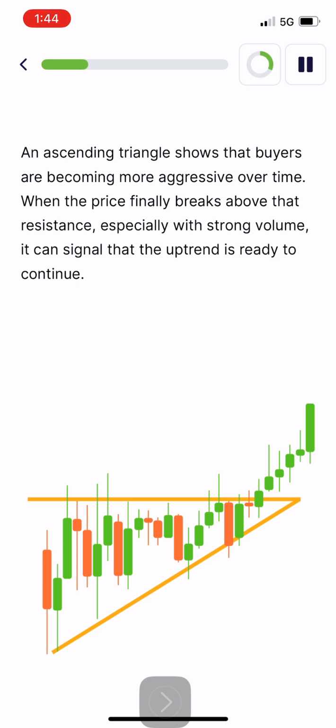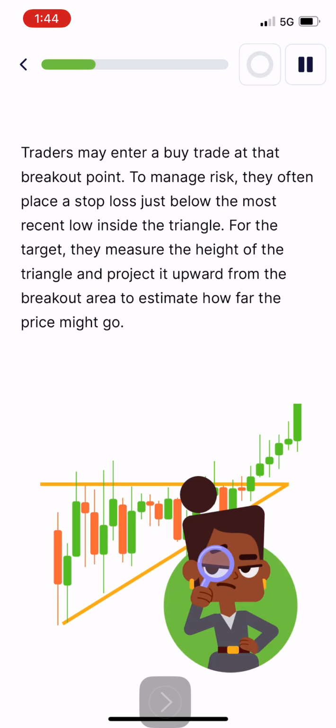When the price finally breaks above that resistance, especially with strong volume, it can signal that the uptrend is ready to continue. Traders may enter a buy trade at that breakout point. To manage risk, they often place a stop loss just below the most recent low inside the triangle. For the target, they measure the height of the triangle and project it upward from the breakout area to estimate how far the price might go.